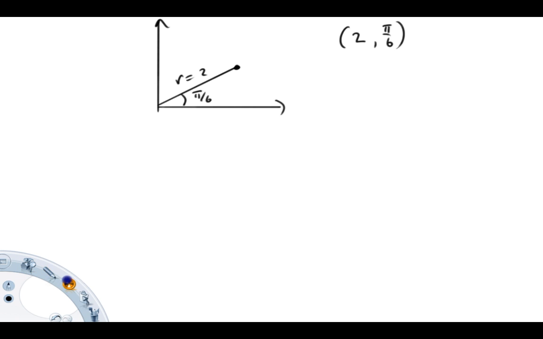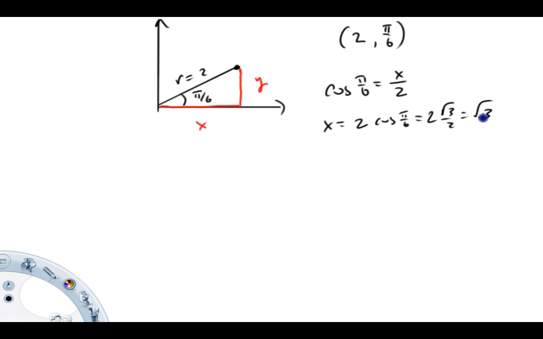This distance is x. This distance is y. To convert this to Cartesian, all we have to do is calculate x and y, and it's a pretty easy calculation. The cosine of pi over 6 is equal to x over 2, so x is equal to 2 times the cosine of pi over 6. Now the cosine of pi over 6 is root 3 over 2, so that's equal to the square root of 3. This is 1.3 or 1.4 something.